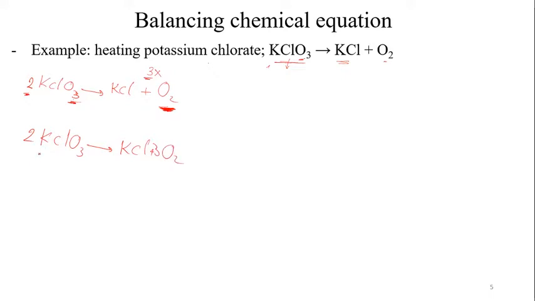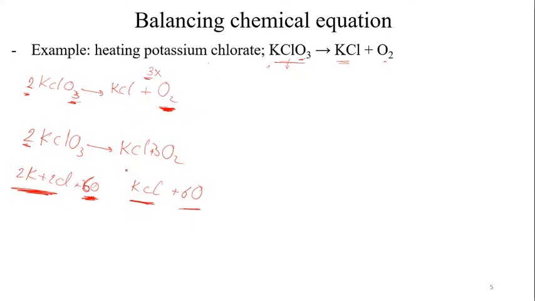Now let's count the number of atoms on both sides. So I have 2 potassium, 2 chlorine, 6 oxygens, and on that side I have 1 potassium, 1 chlorine, and 6 oxygens. Actually here I have 6 oxygens because I multiplied here by 2. So the number of oxygens on both sides of the equation are now equal, but the number of chlorine atoms and potassium atoms are not equal.